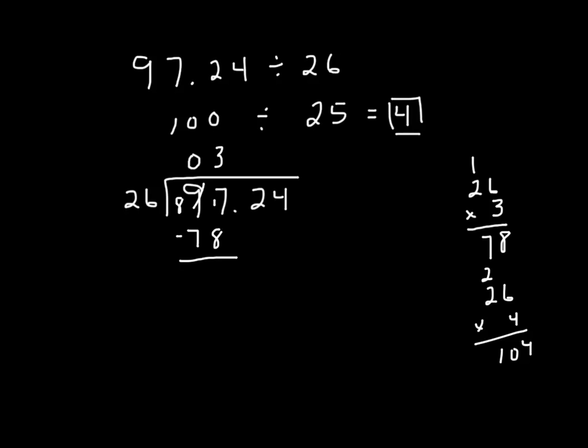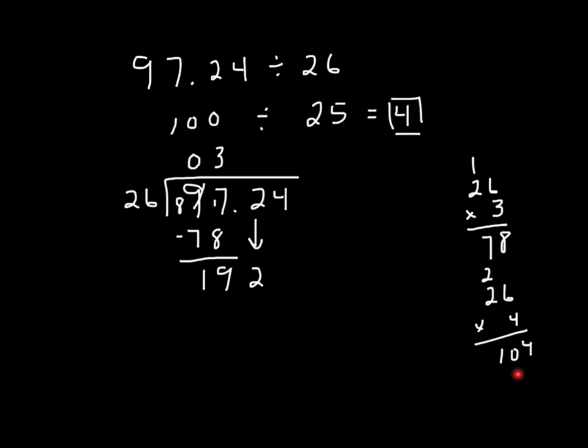17 minus 8 is 9. 8 minus 7 is 1. Compare. 19 is less than 26. So I'm going to bring down the 2. 192. Now, when I do these multiplication problems off here on the side, oftentimes students erase them. Don't erase them, because you can always refer back to them later.